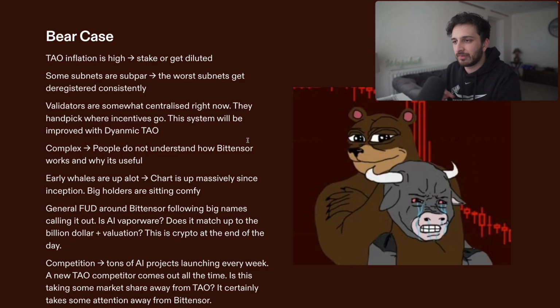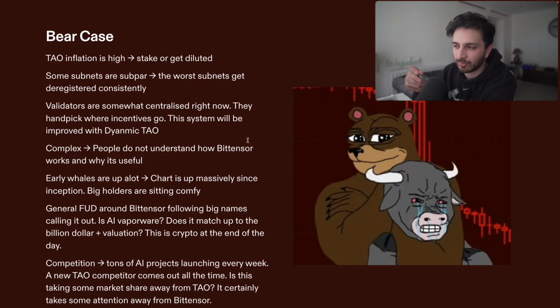Second point is that some of the subnets that we have in part one, we didn't actually go through each of the 34 or 36 subnets that we have available today. We just went through some of my favorites, right? Some of them I am less keen on, and the worst subnets do get deregistered and new subnets do come on. But I do think it is a point that I should make, that not every single subnet is going to change the world. Not every single subnet has incredible value. But the market will do its thing, and those will get deregistered, and new ones that are better will hopefully come on board.